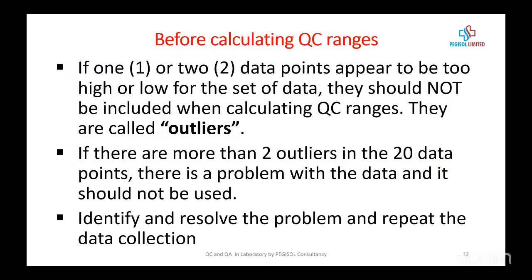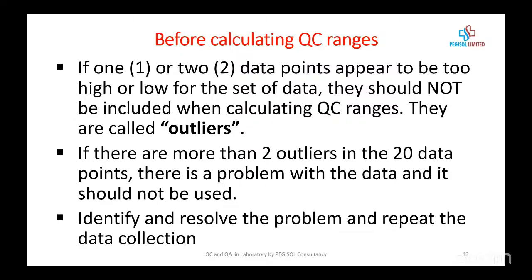Take note. Now, before calculating your QC range, any data that looks out of the range, any data that looks like an outlier. Let's say, for example, you're having a measurement of 20, 30, 21, 22, 23. Suddenly, you now have one value that is 80 or 35. That data is what? An outlier. So if one or two data points appear to be too high or too low for the set of data, they should not be included when calculating the QC range. They are called what? Outliers.